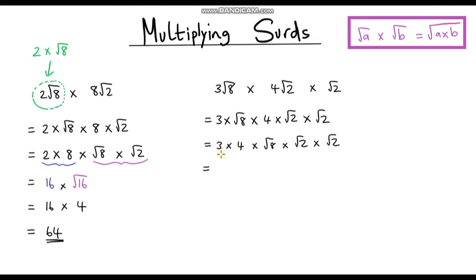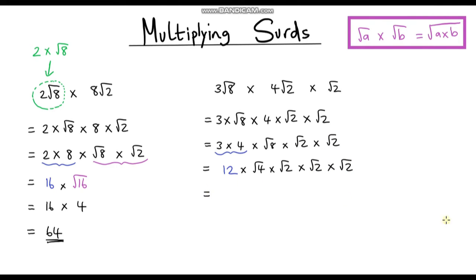So now let's deal with this over here. So we have 3 times 4. Well, we can all do 3 times 4. That's quite simple. 3 times 4 is 12. And now let's deal with the surds. So root 8. We've got root 8 here. Well, we can simplify root 8. Root 8 is the same as root 4 multiplied by root 2. 4 times 2 is 8. So I've just split this surd up into two separate numbers. And then we've got multiplied by root 2 times root 2. So I've just copied this down again here.